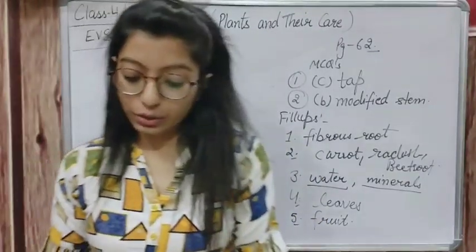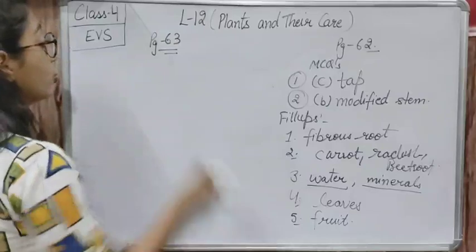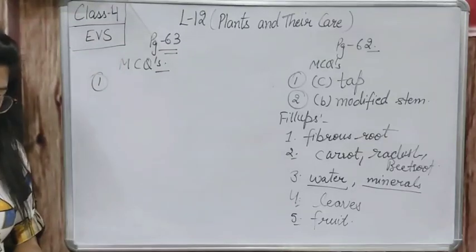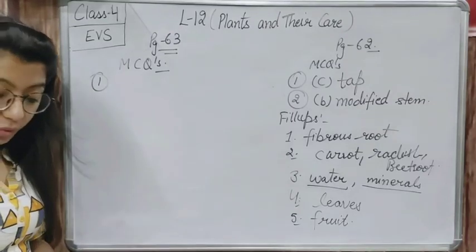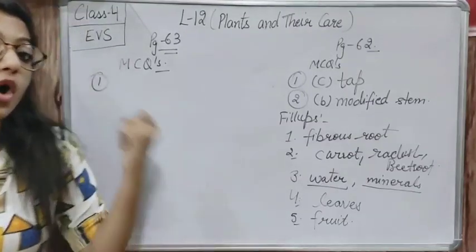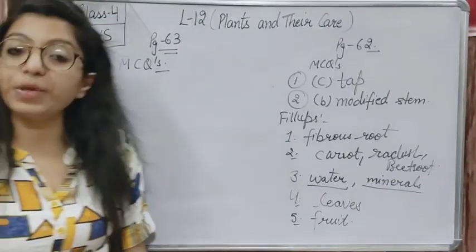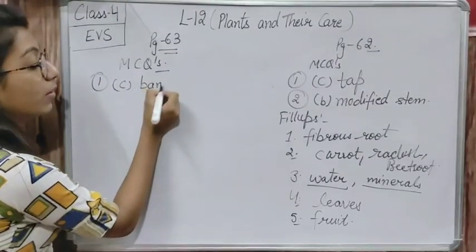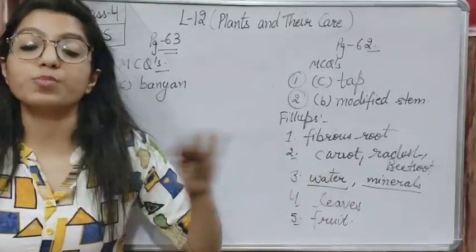And now we are doing MCQs again on page number 63. Again, two MCQs are given. First MCQ is: prop roots are found in the dash tree. Kaun se tree mein milti hai hamein? Options are given: neem, peepal or banyan. So option number C is right, that is banyan, which has some hanging roots which are supporting the tree.